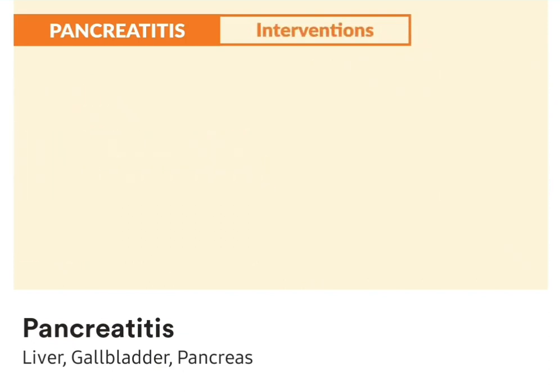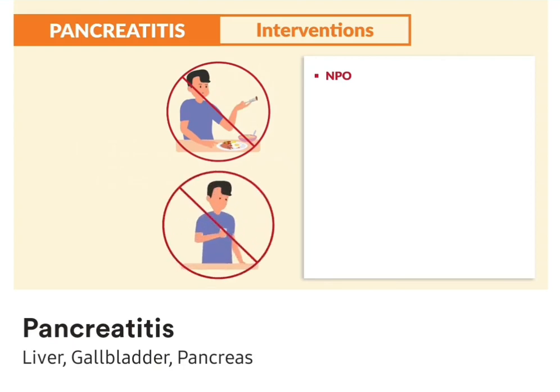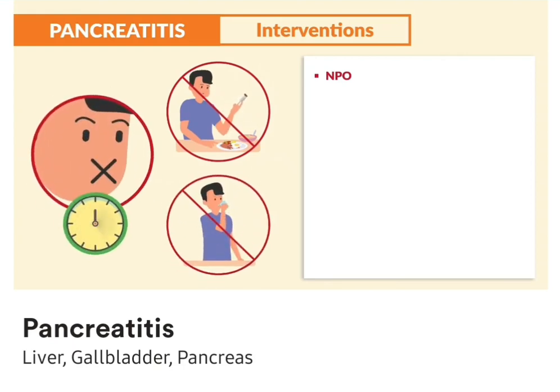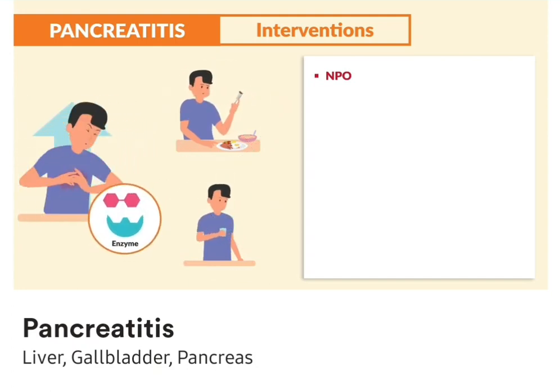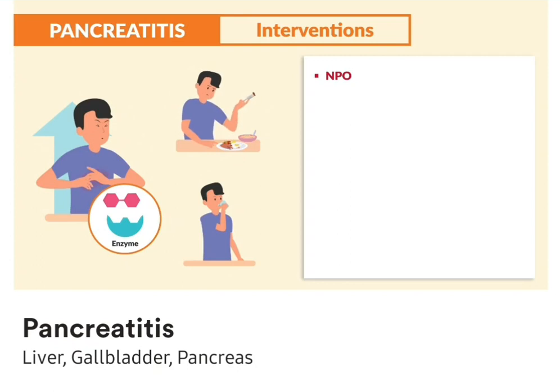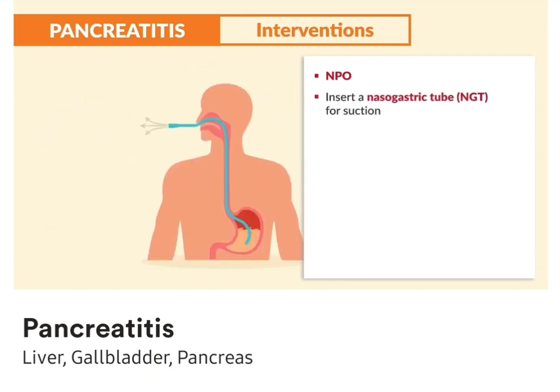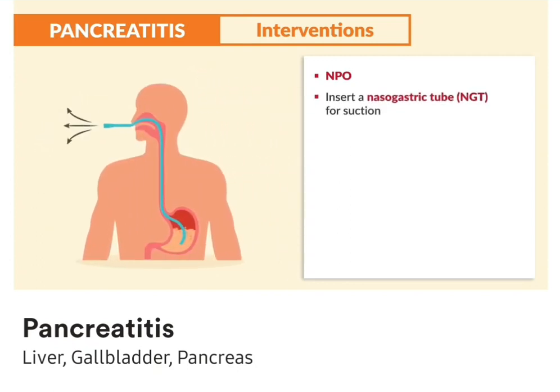Now, in terms of interventions, we always put the patient on NPO. No eating, no drinking, nothing per oral for at least 24 hours, since eating and drinking stimulates more enzymes, which leads to more pain and more inflammation. Number 2 is we insert a nasogastric tube for suctioning, so an NG tube.